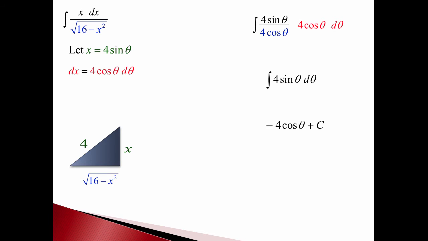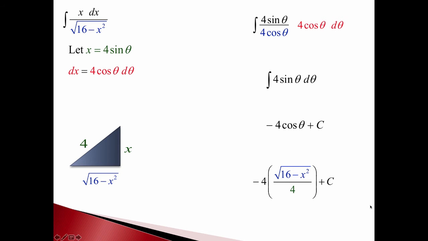And now I just read off my answer because I need to find the cosine of theta right there. And the cosine is adjacent over hypotenuse. So I will end up with negative 4 times cosine of theta, which is square root of 16 minus x squared over 4.